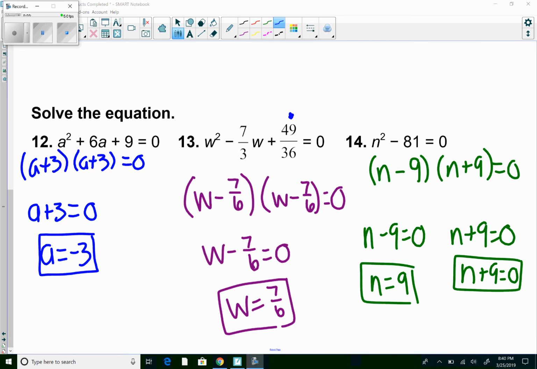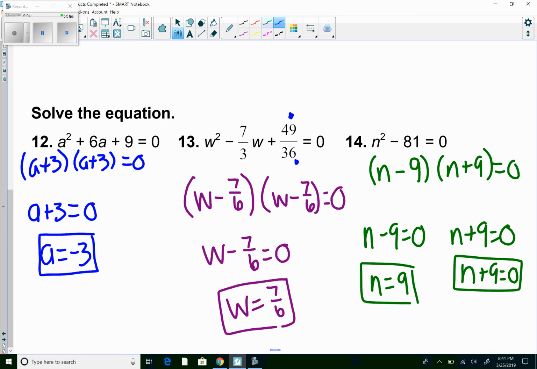All right. So here's what we have. For the first one, you're just separating that into a plus 3 and a plus 3. You come up with a equals -3. Again, although it shows up twice, you only need to write it once. For number 13, this is the one that I was just talking about, how we need to break it up. Both 49 and 36, they're perfect squares. So you can just split that up into 7/6 and 7/6.